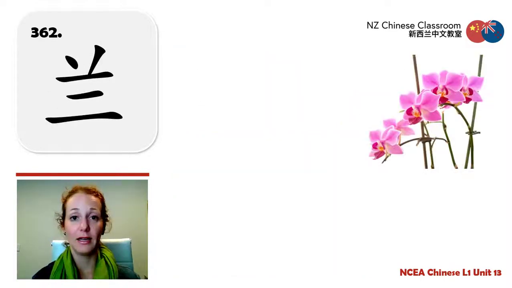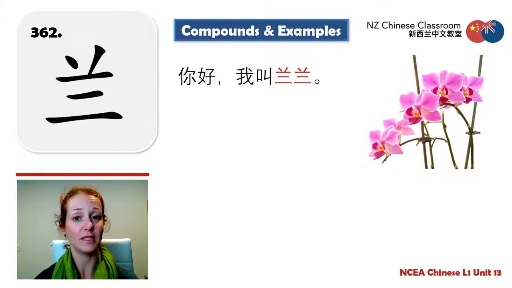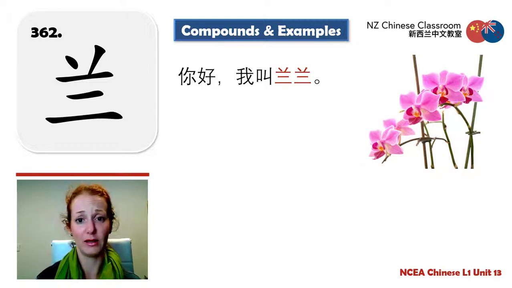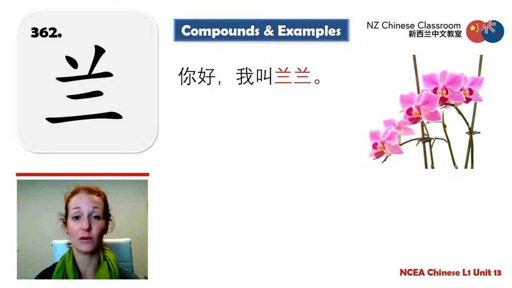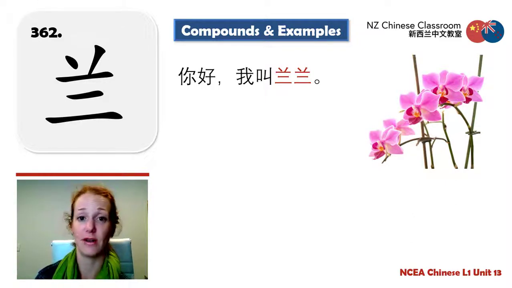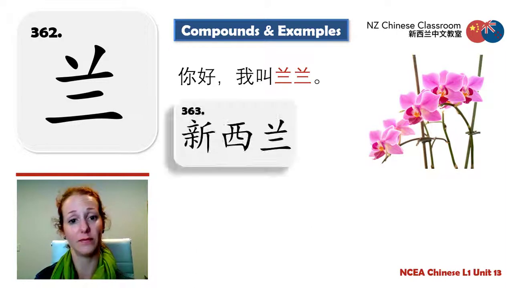Okay. 兰 means orchid, a type of flower, this picture on here. But it can also be a name. So 你好,我叫兰兰. You might have heard that before. So just as we call our children like Lily or Rose, this is quite a common character to have in a name, meaning orchid. And 新西兰, New Zealand.